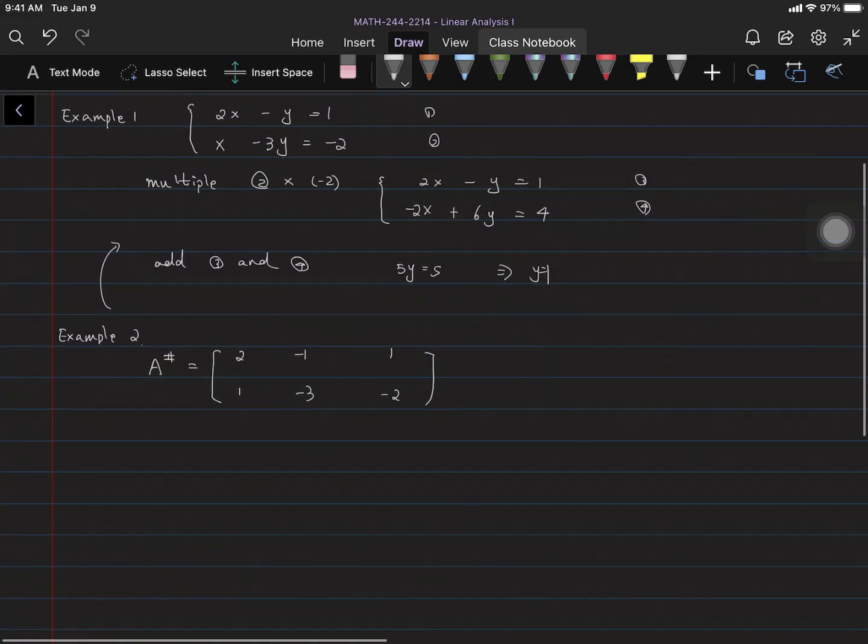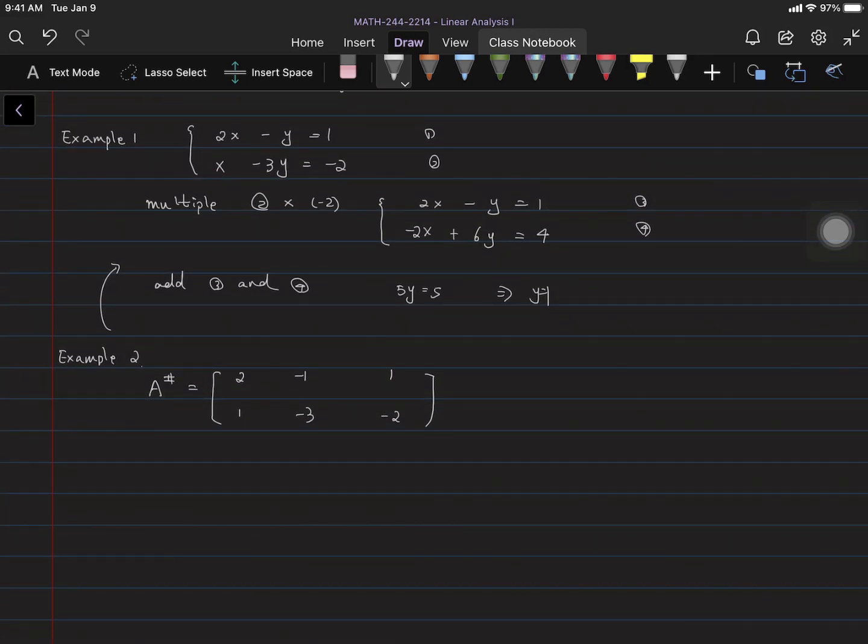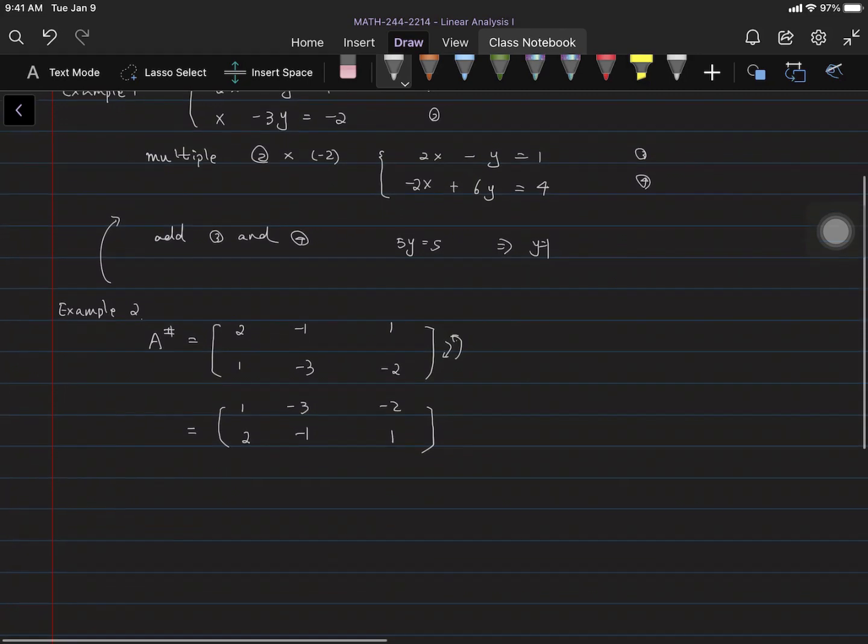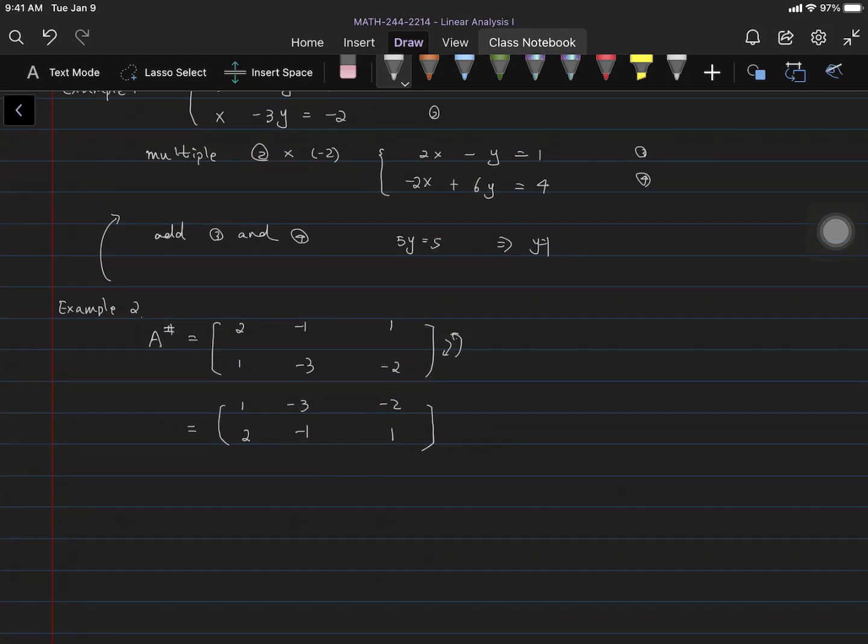Now let's take a look at this augmented matrix, and we do the same thing. But we would like to change the order of the two equations, like this way. So we change the first row and the second row, switching the order: 1, -3, -2, and 2, -1, 1. In the future, I will show you why we always like to do it this way. The first step is that we interchange two rows.